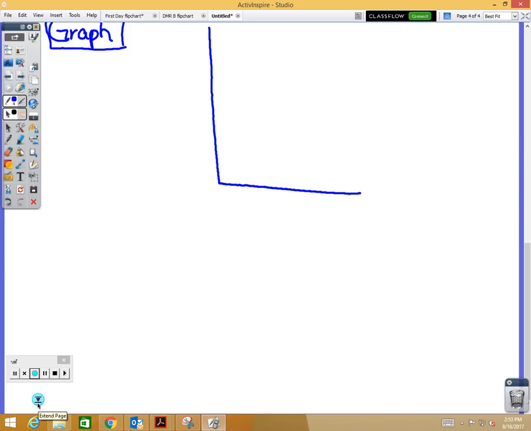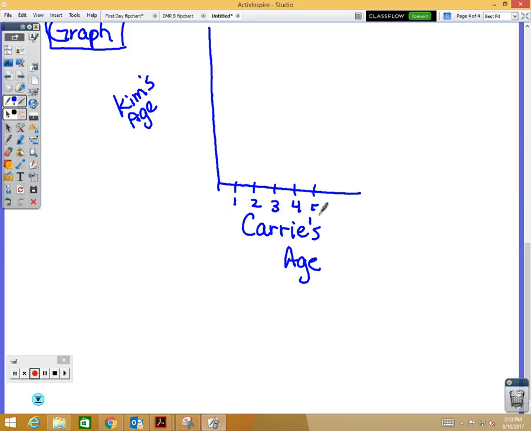And we're going to say that down here is going to be Carrie's age. And over here is going to be Kim's age. And in our table, for Carrie's age, we have 1, 2, 3, 4, 5. So that's what I'm going to put down here. Now it starts with 0. Then 1, 2, 3, 4, 5. Now Kim's age in the table starts with a 3. But can I start my graph with 3? No. It starts at 0. So I need to go 0, 1, 2, 3, 4, 5.